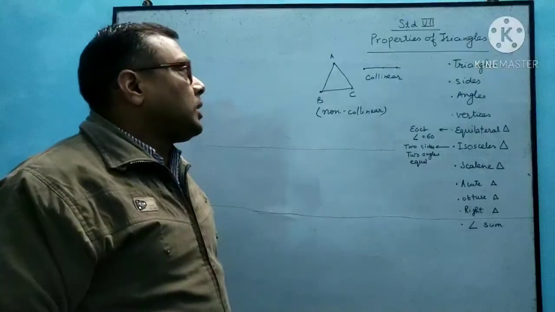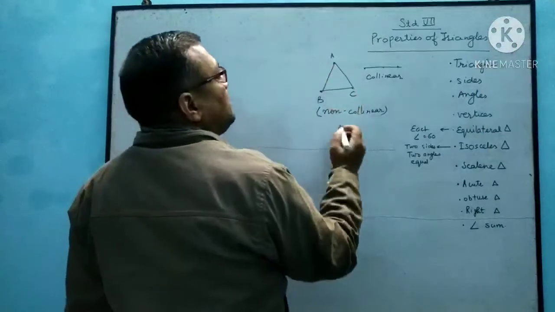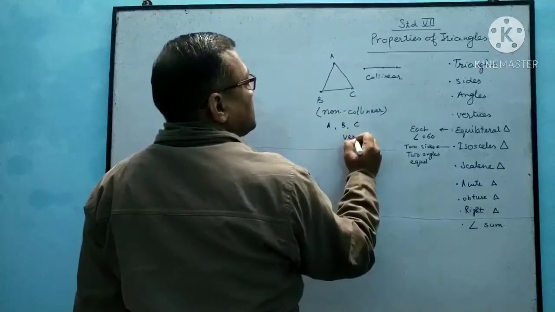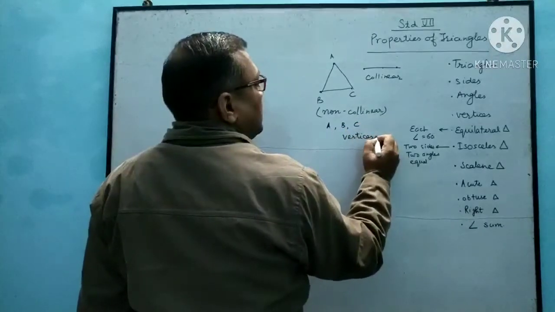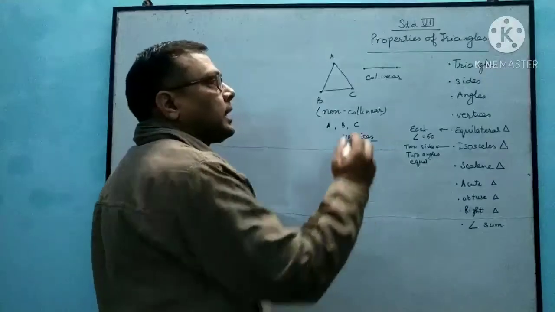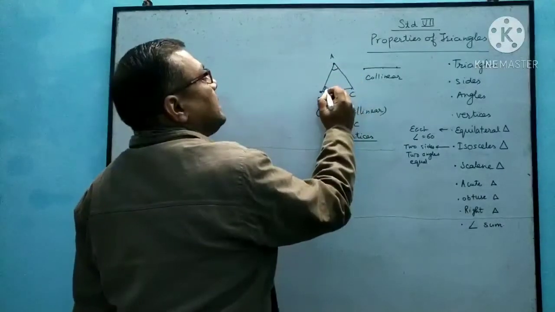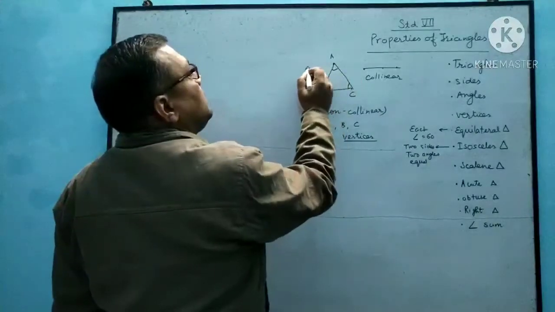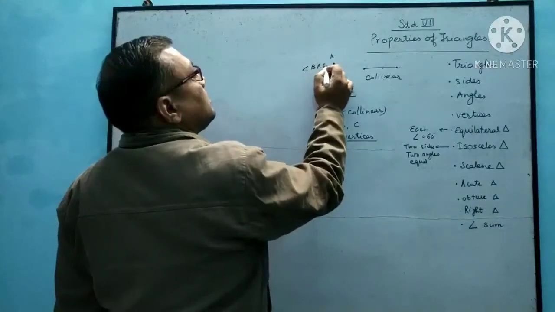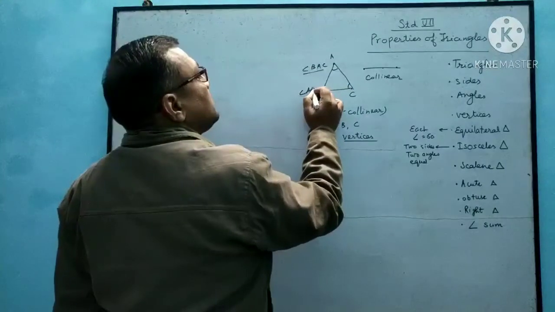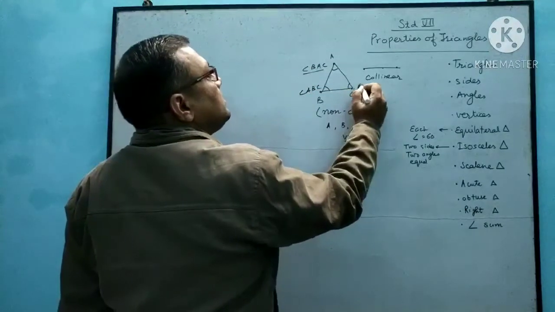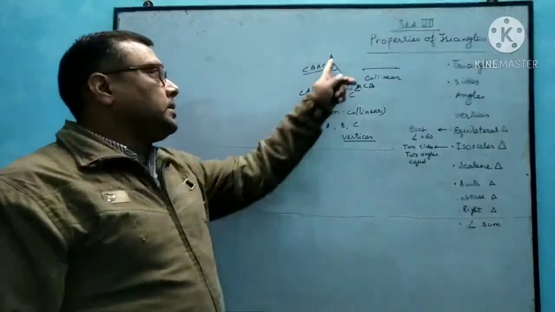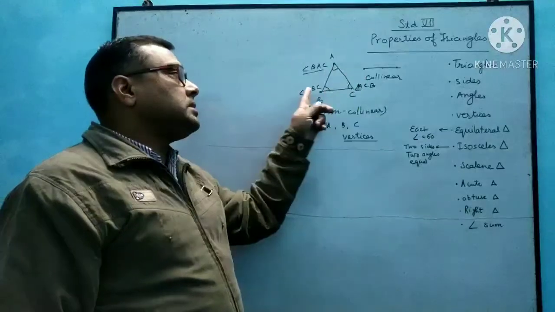And after joining these points we get a triangle, and the points A, B, C are called vertices of the triangle. And the triangle has three angles, angle A, angle B, angle C. And in detail the naming is angle BAC, angle ABC and angle ACB. A triangle has three angles, BAC, ABC and ACB.